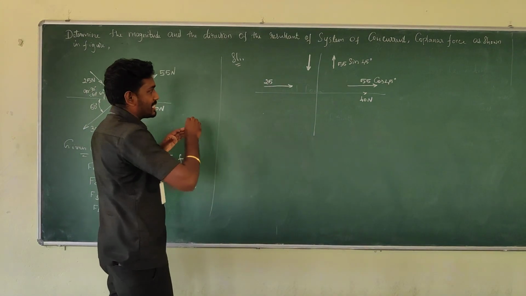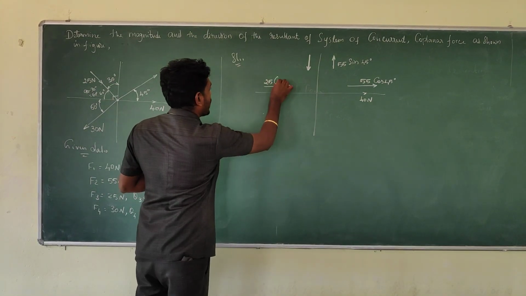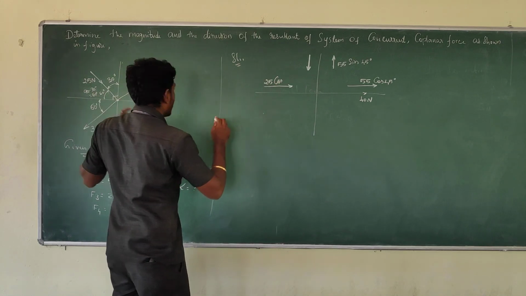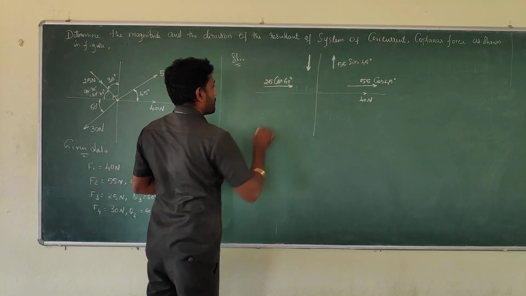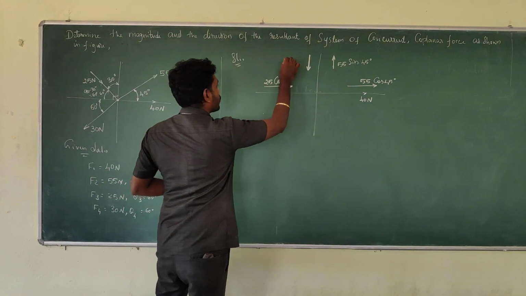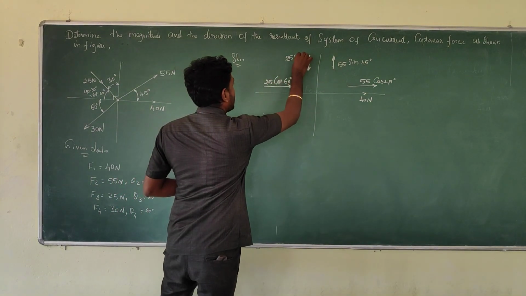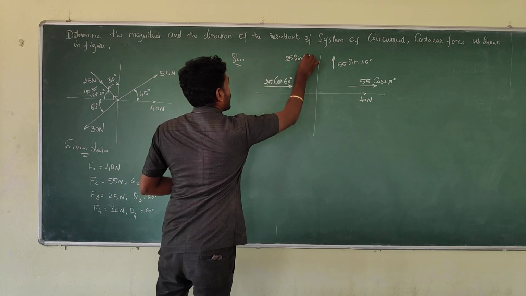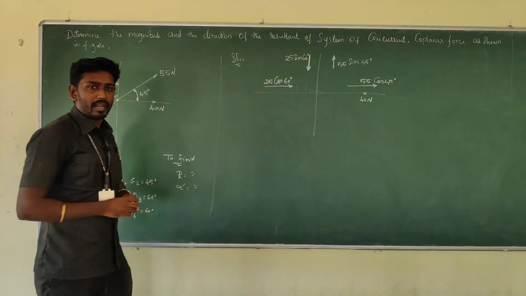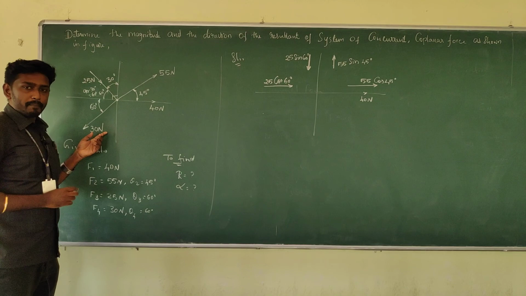25 into, it's a horizontal component, so take cos. What about the angle? It is 60 degree. And here comes 25. It's a vertical force, so sine, inclination is 60 degree. Right? Go to the next one.